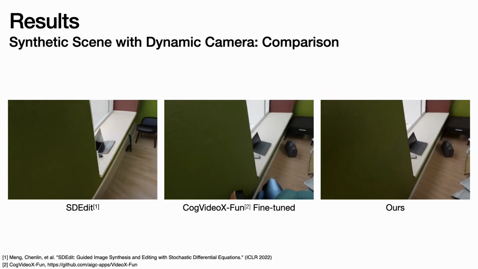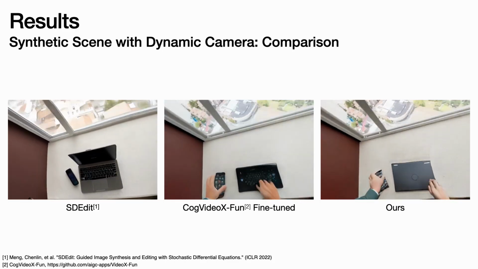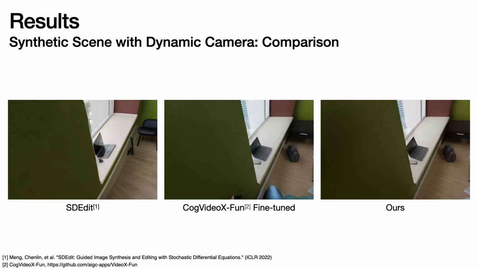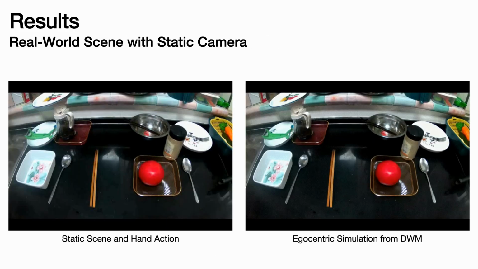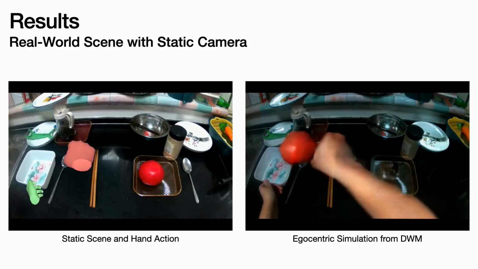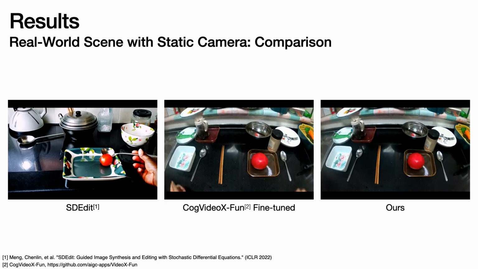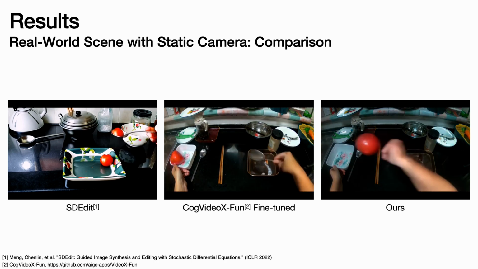Here we compare DWM with baseline video editing or inpainting approaches, where DWM generates a more plausible action-conditioned simulation. Next, we evaluate on real-world videos with a static camera. On the right, DWM generates the interaction result, including realistic object motion in the scene. DWM similarly generates more plausible simulations compared to baselines.